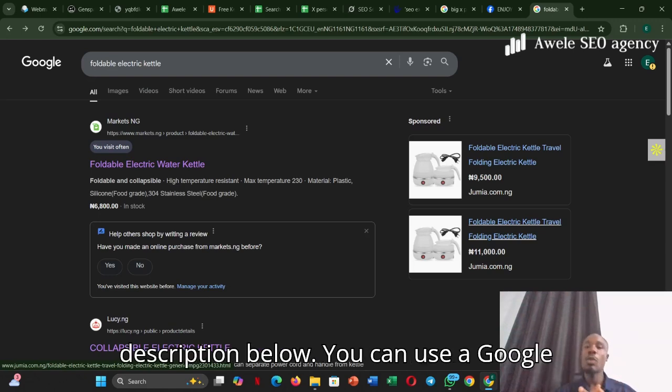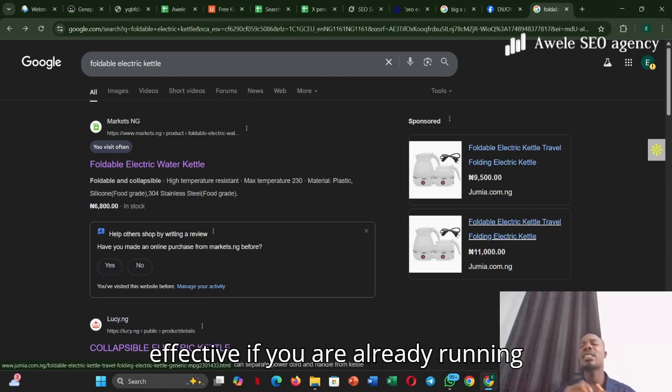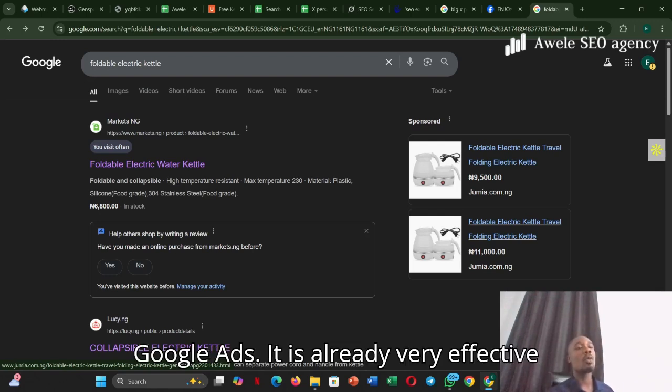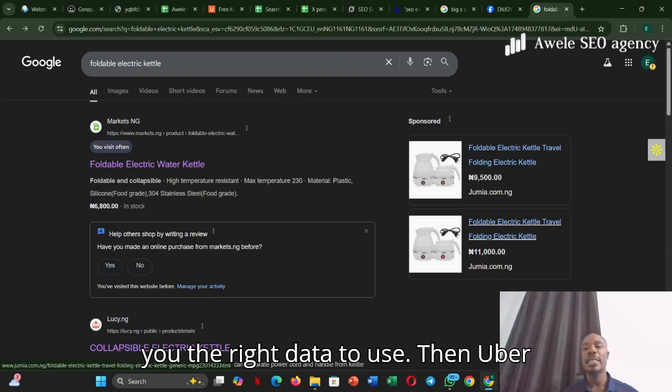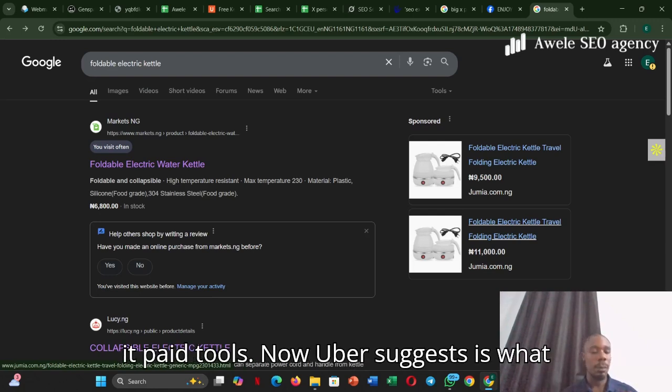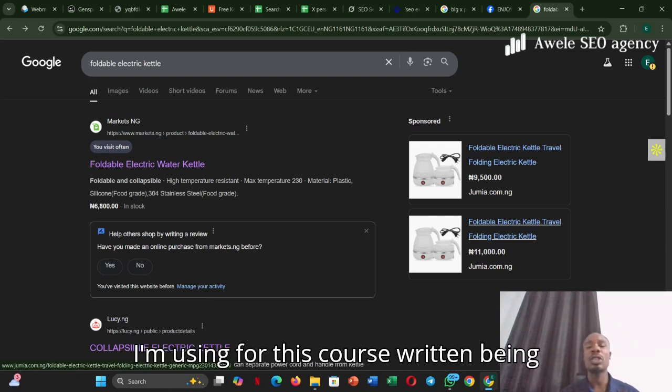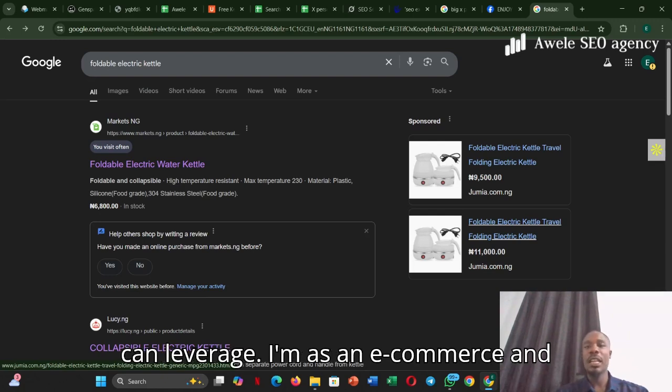You can use Google Keyword Planner. This is very, very effective if you are already running Google Ads. It will show you the right data to use. Then Ubersuggest. These are paid tools. Ubersuggest is what I'll be using for this course, the reason being that that's the cheapest option that you can leverage.